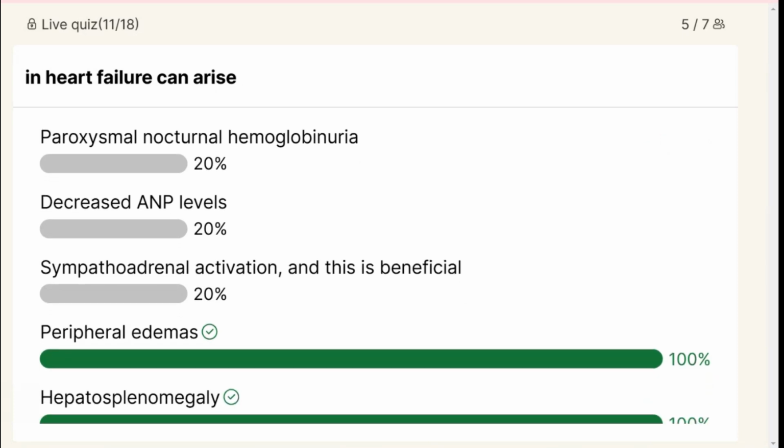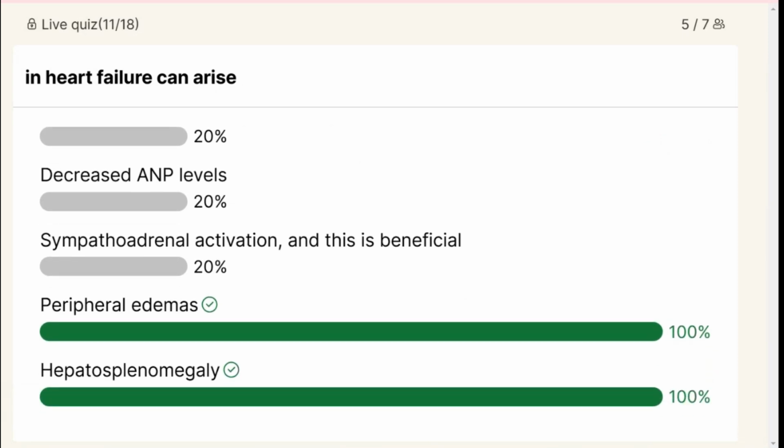Decreased ANP levels, it's increased ANP levels because of increased atrial stretch. Sympathoadrenal activation, and this is beneficial. So this statement is partially true, but not entirely. It does lead to sympathoadrenal activation, and that is what leads to centralization of the circulation. But this is not beneficial in the prognosis and the pathogenesis of heart failure because it would further worsen the prognosis or the development, because the heart has already failed in the sense that the heart is already worn out. So if you give a worn out organ even more tasks, this will just make it wear out even more until eventual death, let's say.